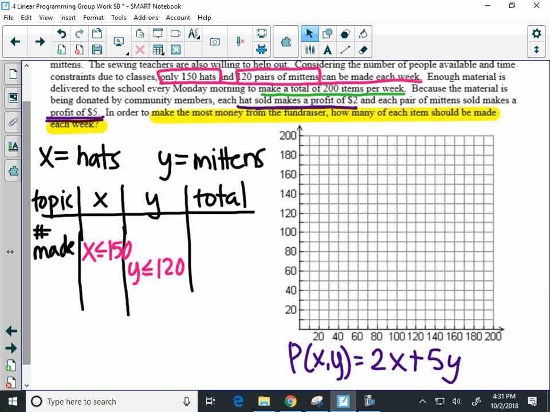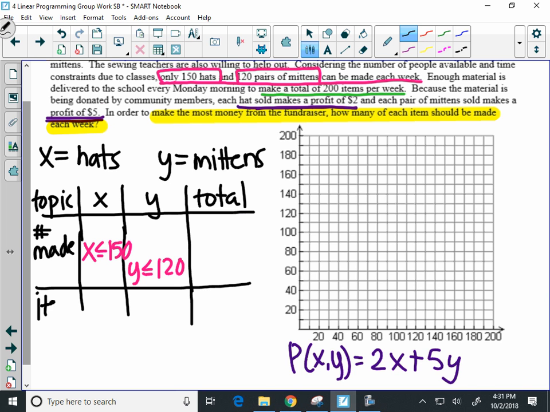Now, the reason that seems kind of confusing is because right down below it says you can make a total of 200 items per week. Well, that's going to be an actual equation together. This means a total between hats and mittens together of 200 items. So all the hats plus all the mittens cannot be more than 200. You just don't have a total up here because we didn't write a whole equation with x and y.